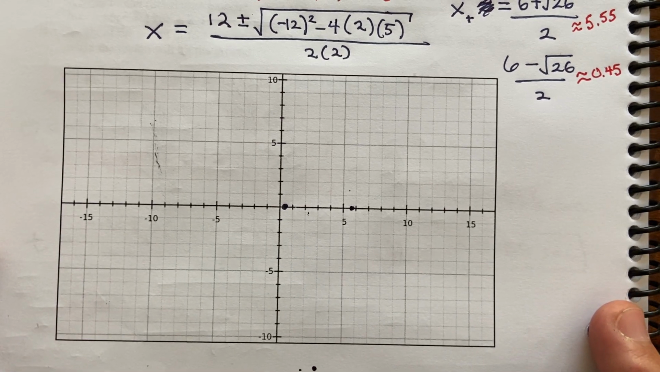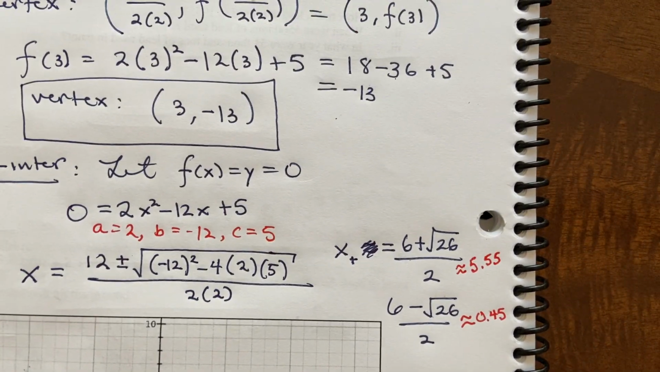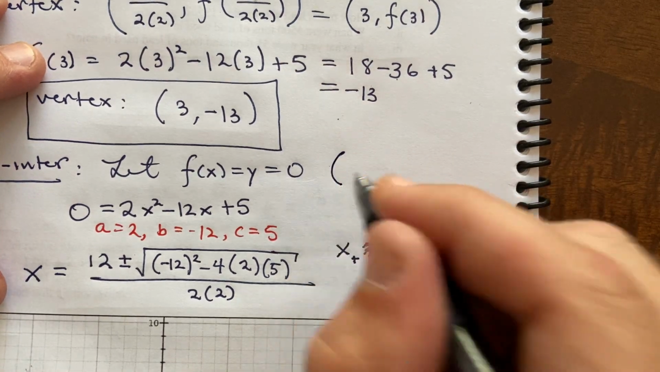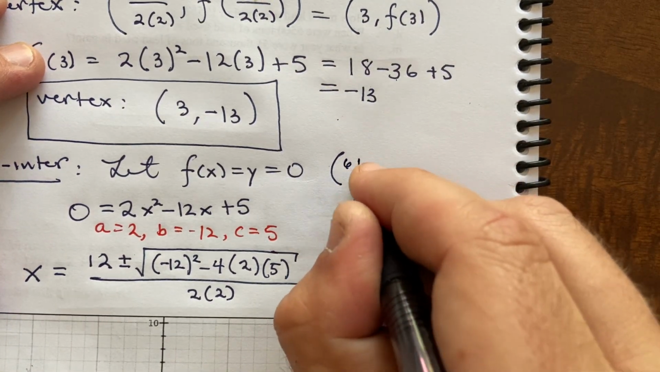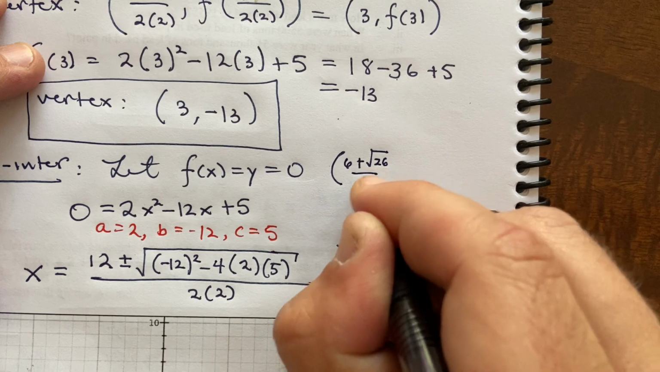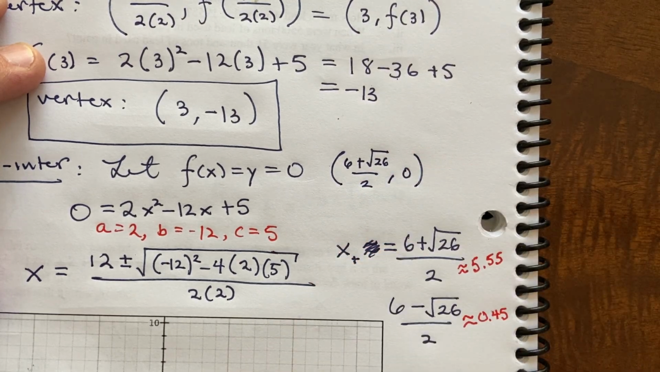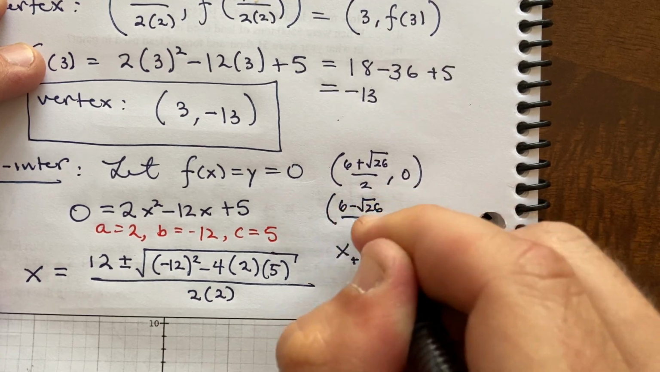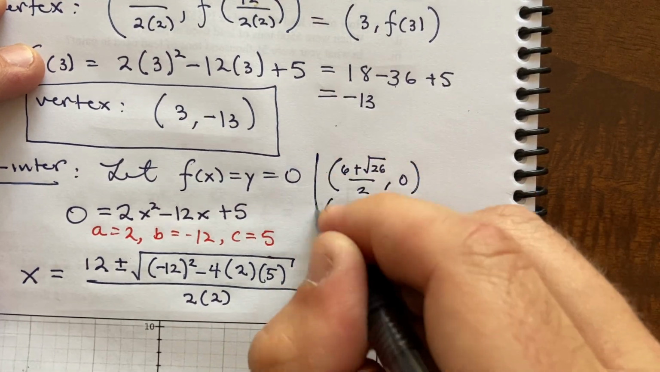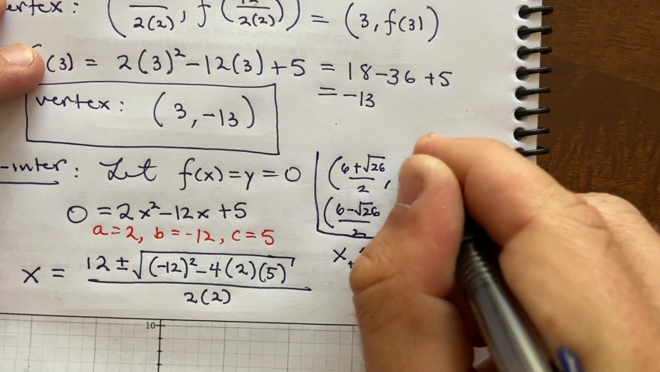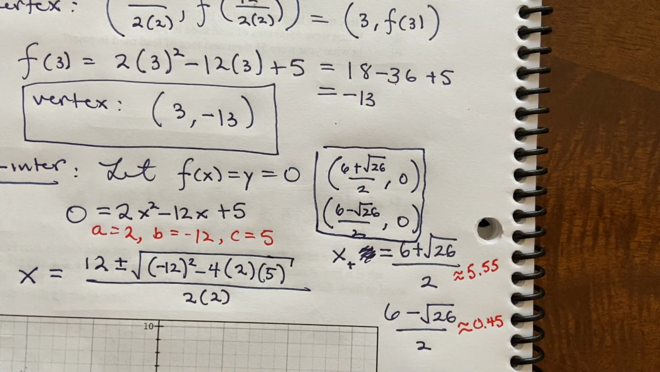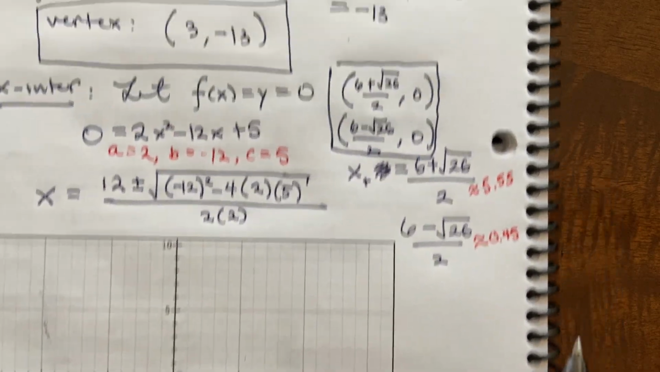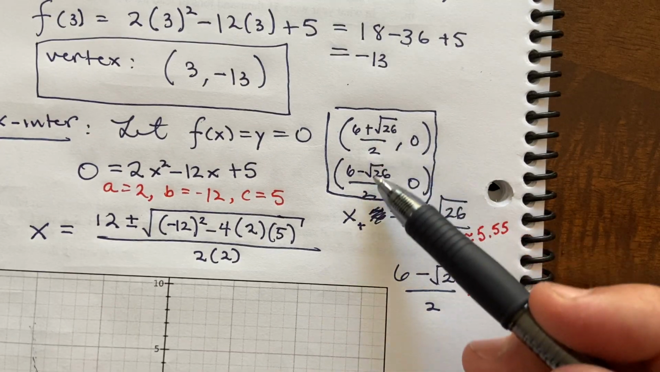So to fully write the intercepts, my x-intercepts would be 6 plus root 26 over 2, 0, and 6 minus root 26 over 2, comma 0. These 2 points are the exact x-intercepts. I'm just plotting them with these numbers in red so I can actually find them, because it's hard to tell where these are.